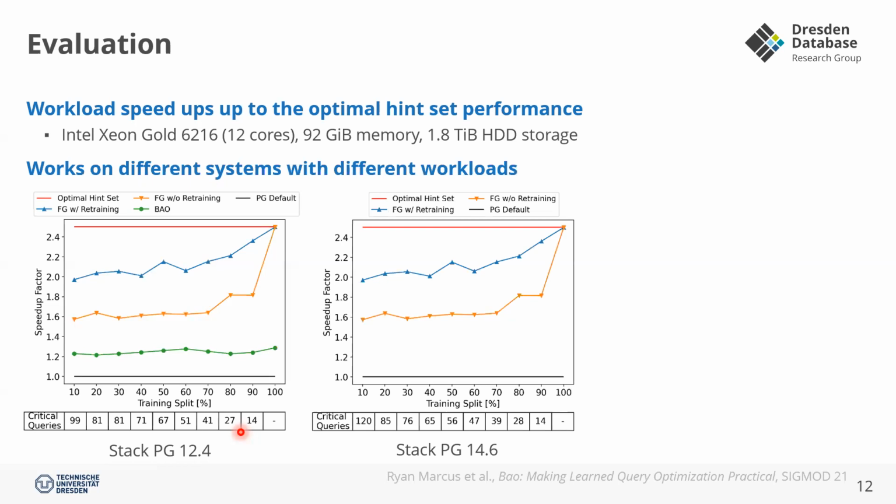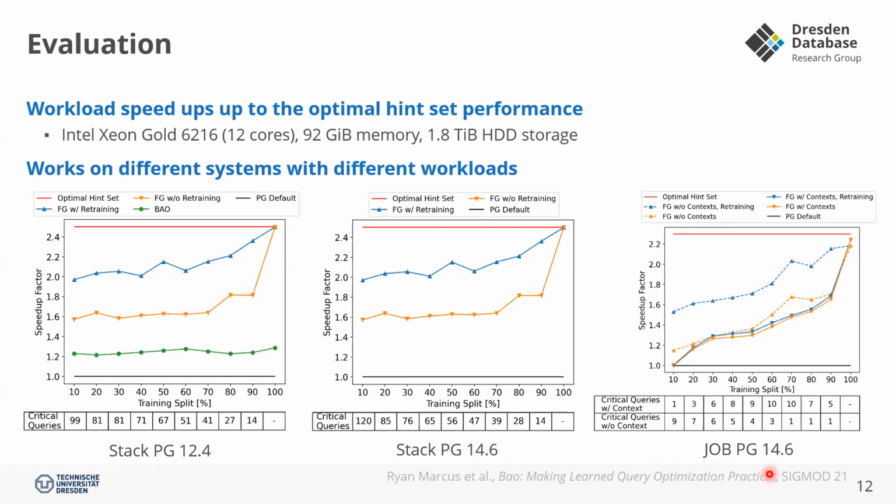And of course, this does not only work on Stack with Postgres 12. This works with a different system, Stack on Postgres 14, and with different workloads. For example, here the JOB benchmark on Postgres 14 again. And you can see similar results. We're always getting better speedups. Note that Bao is only available for Postgres 12. There is no version for Postgres 14, so we only could compare our results to Bao on Postgres 12.